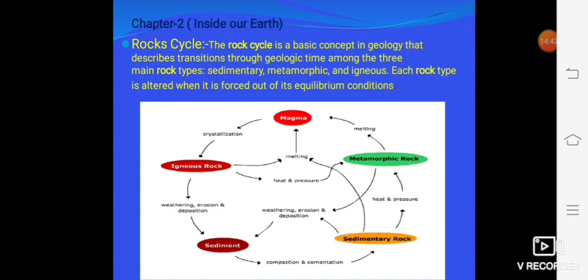Next topic is the rock cycle. Like most earth materials, rocks are created and destroyed in cycles. The rock cycle is the model that describes the formation, breakdown and reformation of a rock as a result of sedimentary, igneous and metamorphic processes.